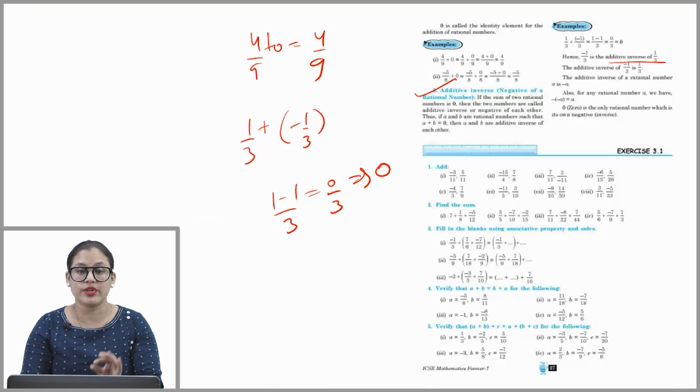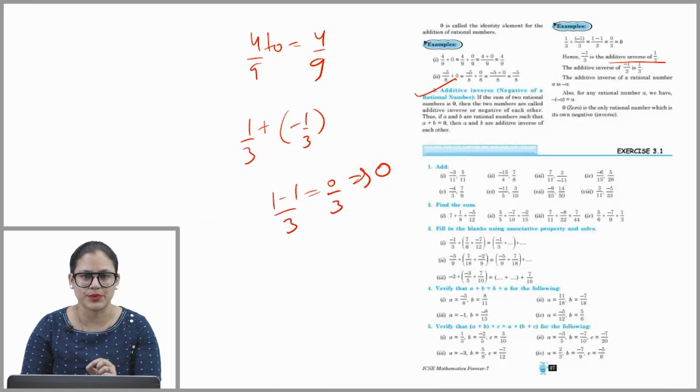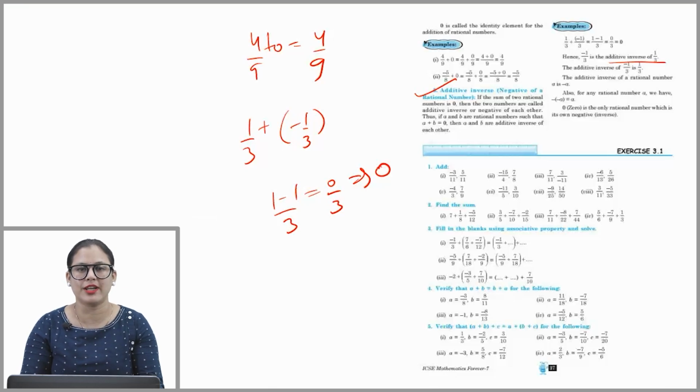So the additive inverse of a rational number a is minus a. Also, for any rational number a, we have minus of minus a is equal to a. 0 is the only rational number which is its own negative inverse.